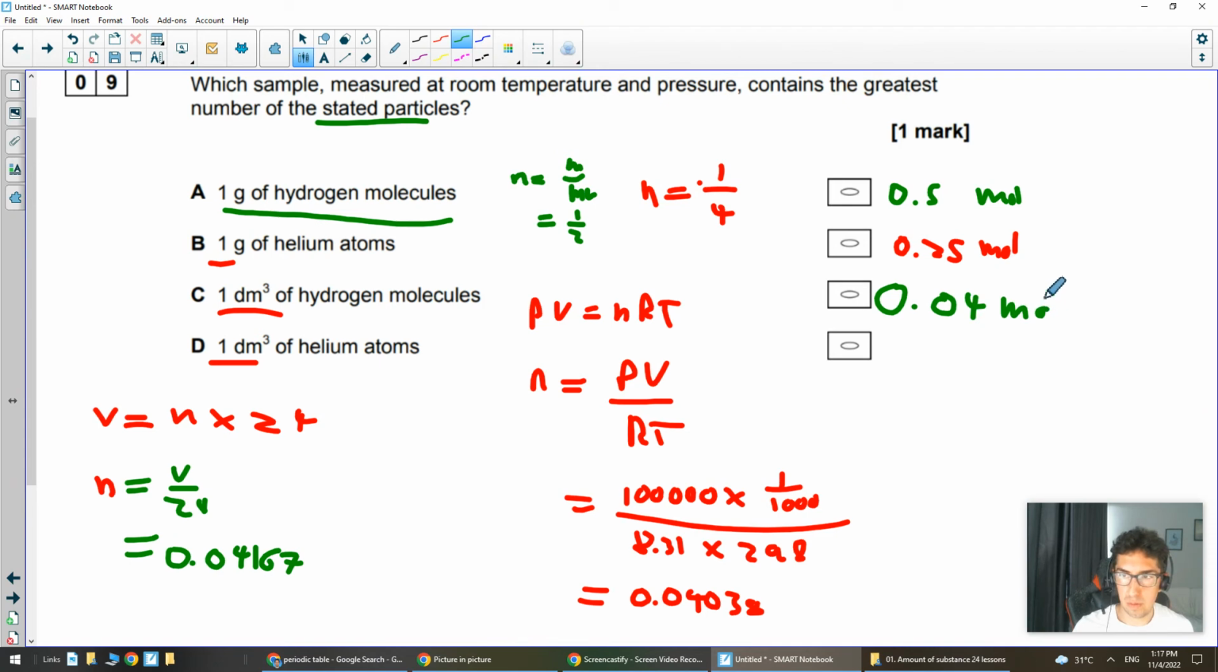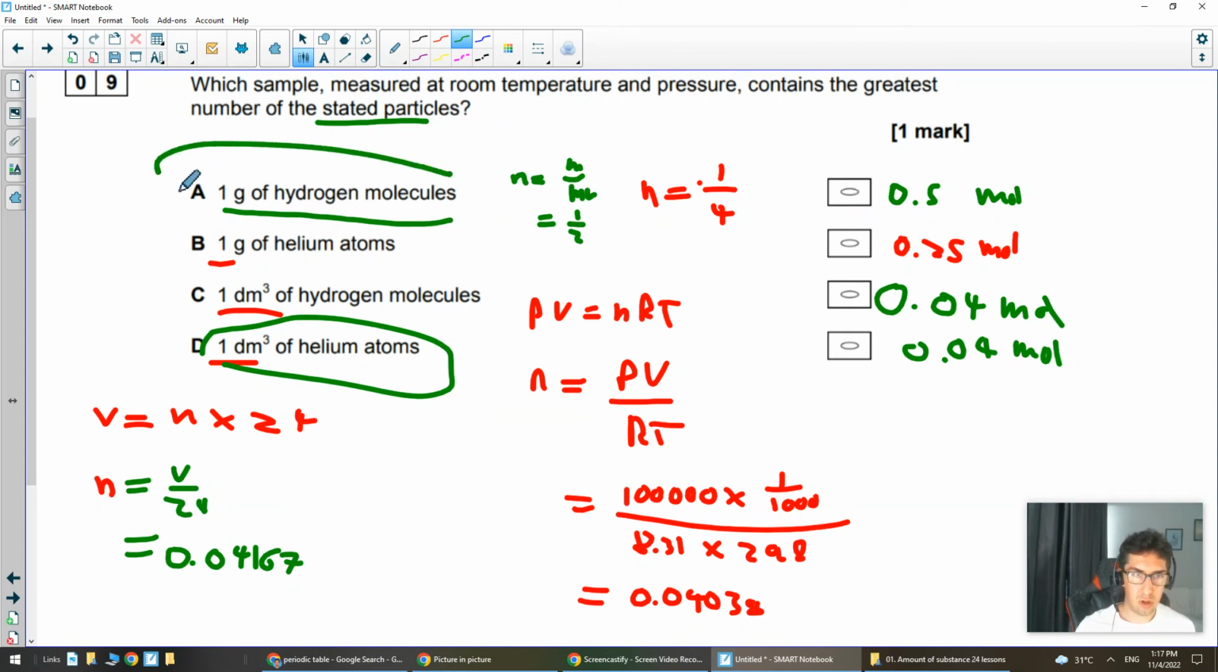Okay, moles of hydrogen molecules. Okay, and then they do the same for the helium. I'm just going to do the quick 24 method. So it's going to be 1 over 24. It's the same, isn't it? It's going to be 0.04 moles. So therefore, the one with the highest number of particles, because we could times all of these by Avogadro's constant, would be the first one, with 0.5 moles.